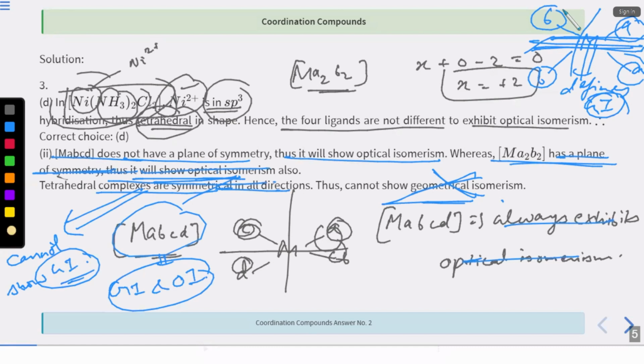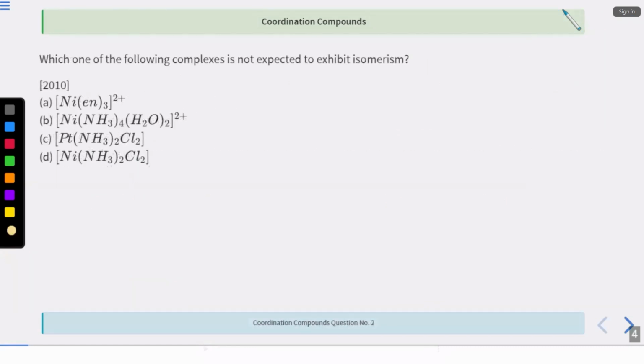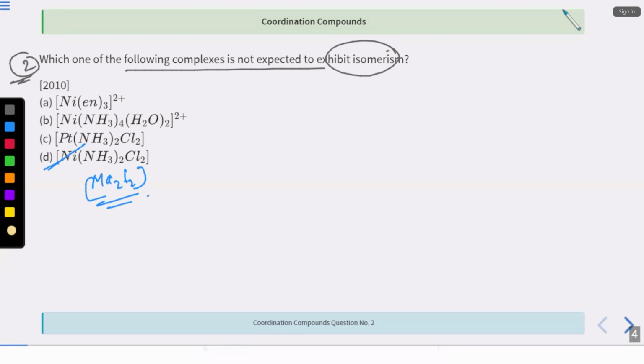So the correct choice is D. Which of the following does not exhibit isomerism? MA2B2 type of compound.